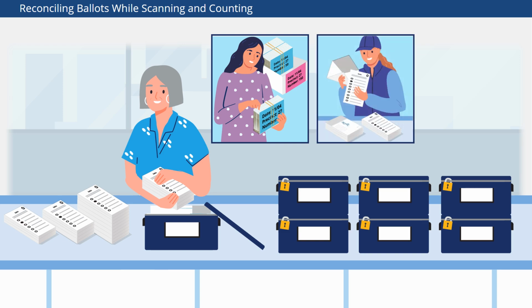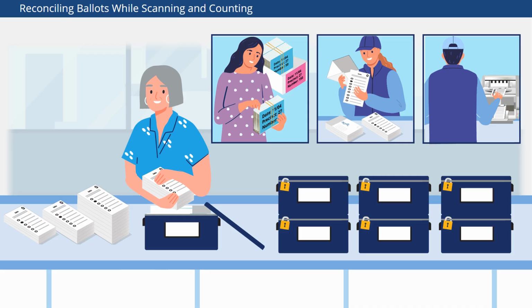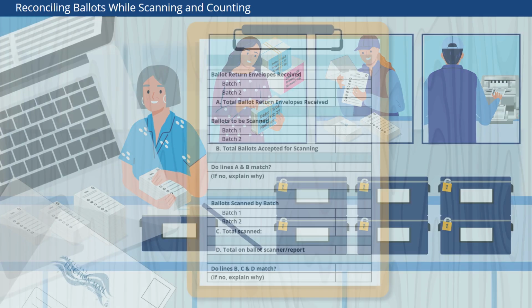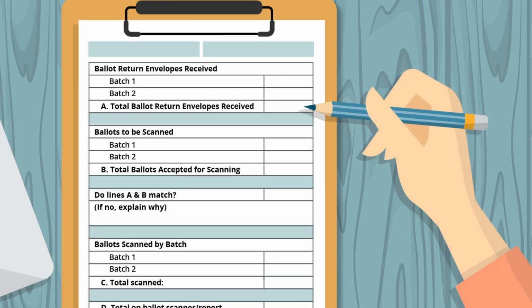Before closing for the day, the process of reconciling all the ballots scanned might look like this. First, document the number of ballot return envelopes received in each batch. The first batch included 80 envelopes, and the second included 20 envelopes for a total of 100, which is entered on line A. Next, write down the number of ballots in each batch that should have been scanned.